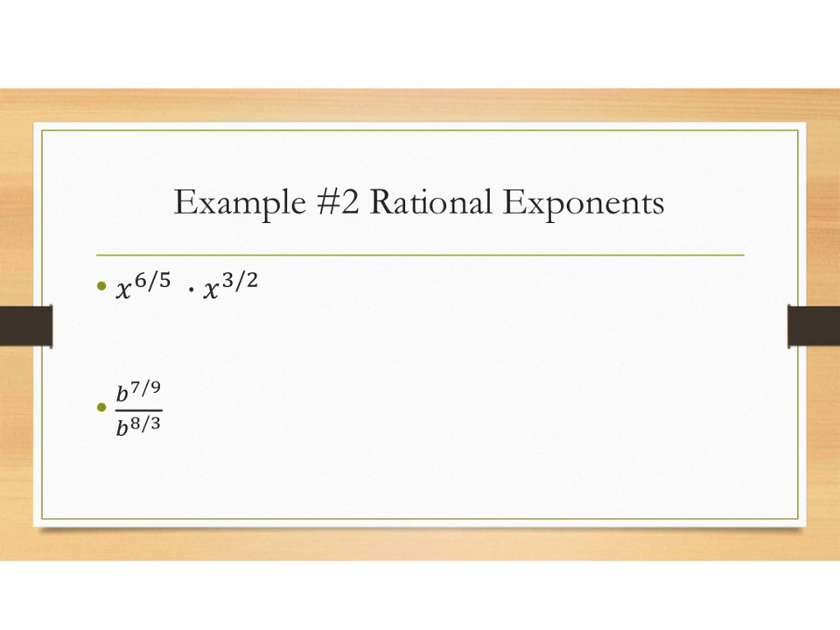Example 2, we're going to work with rational exponents. The exponential property rules still apply. We're just dealing with rational numbers. For the first one, we are multiplying 2 exponents, and we know the rule is when you multiply them, you add their powers. So the power of 6/5 plus 3/2.